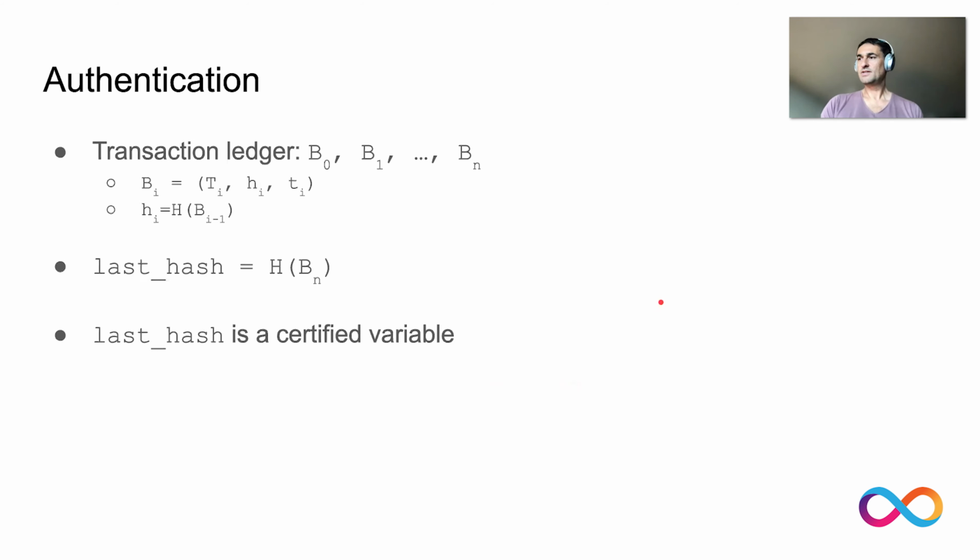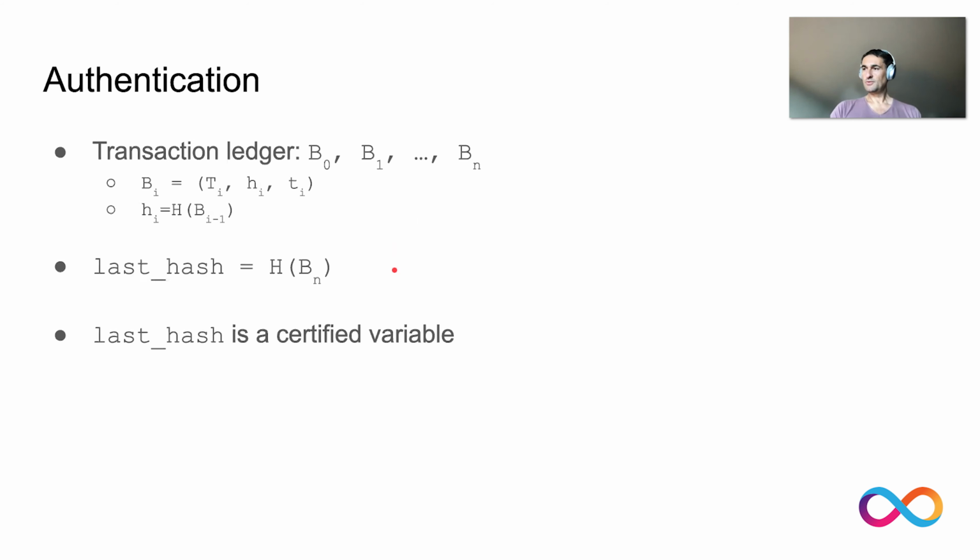So here's where this last hash that I was describing plays an important role. Remember, the transaction ledger is just a sequence of blocks. Each block contains the hash of the previous block, and the ledger canister also maintains this variable called last hash, which is essentially the hash of the last block in the ledger. So therefore, a commitment to the entire ledger content.